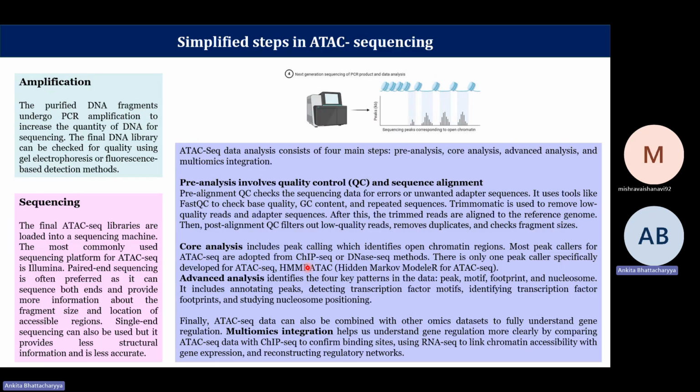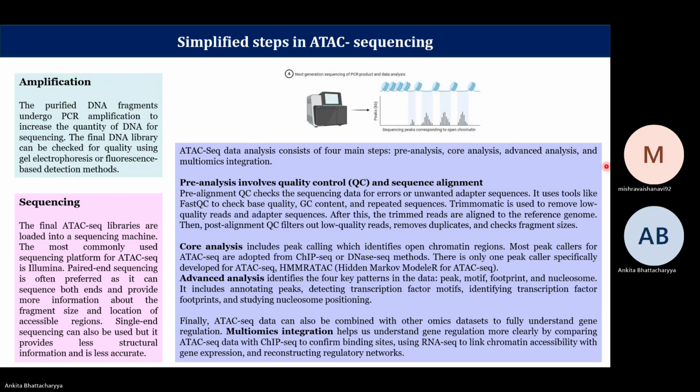Then GC content. Sorry, what got lost. Yeah, so pre-alignment uses FastQC to check the quality of base, the sequence, adapter contamination, quality of bases, repeated sequences, or overrepresented sequences, etc. Trimmomatic is then used to remove low quality reads and adapter sequences, again, very similar to what we have previously discussed. Then comes your core analysis.